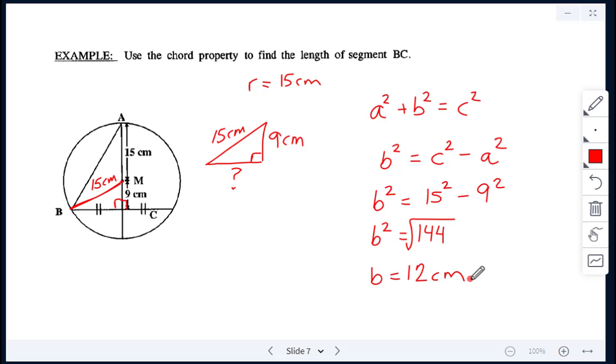All right, so we've solved for 12 centimeters, which is this portion here. So you would have to double that to get B to C. All right, so if this is point B and if this is point C, we would double that 12 centimeters to give us the length of B to C as 24 centimeters.